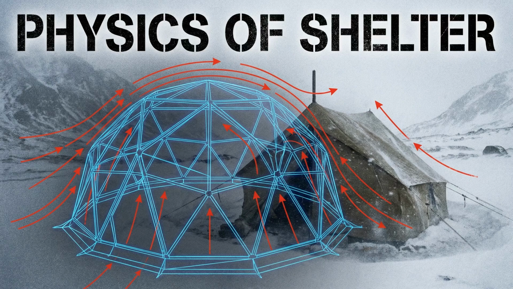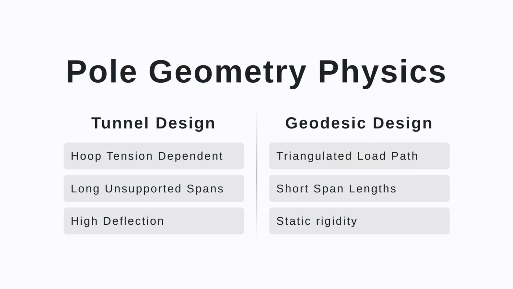Your freestanding tent acts as an airfoil that generates over 15 kilos of lift in a gale, effectively turning your shelter into a kite without proper vector management. Structural integrity in backcountry shelters is primarily a function of pole intersection geometry. A pure tunnel tent relies on hoop tension, but a geodesic dome distributes wind load through triangulation, effectively minimizing the unsupported span length of any single pole section.